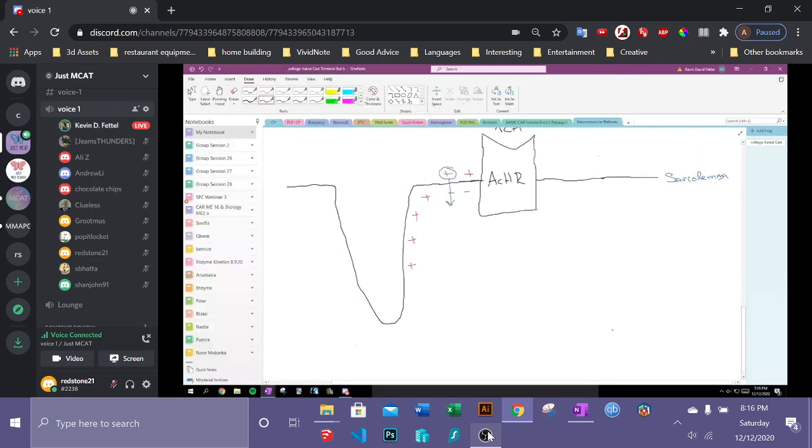What is this hole-like thing, this little pit? What is that called? It's called a T-tubule, right? So this is called a T-tubule. And what does the T stand for?